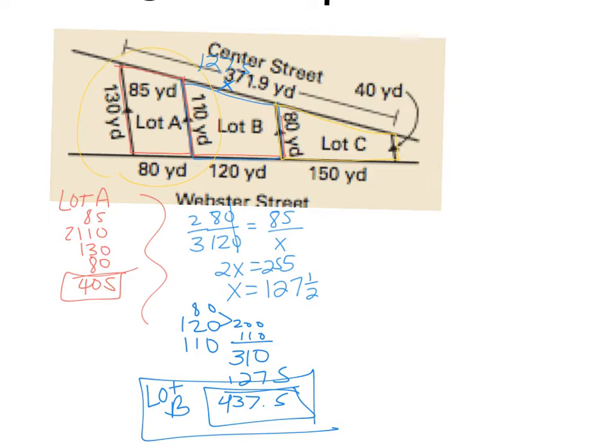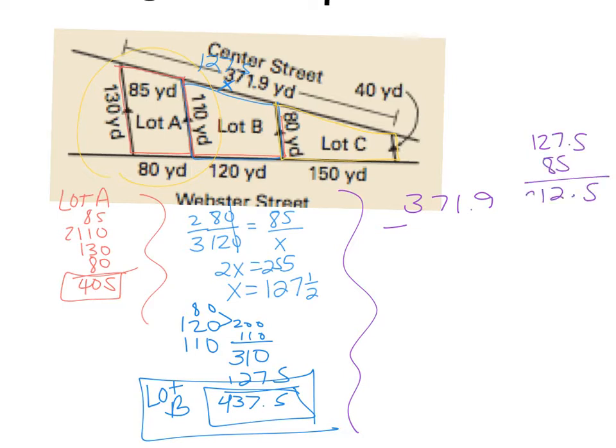With me so far? Yep, and then lot C, so there's two options for lot C. What's one? I can subtract, so 371.9 is given to me. If I subtract from that the 85 and the 127.5, it's 212.5.